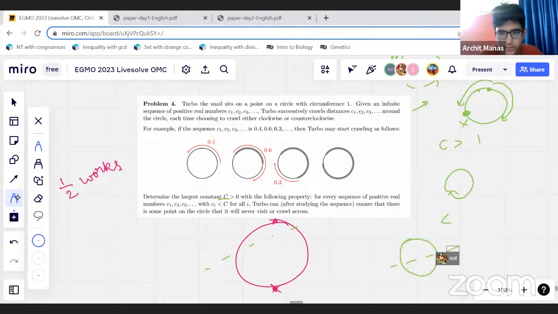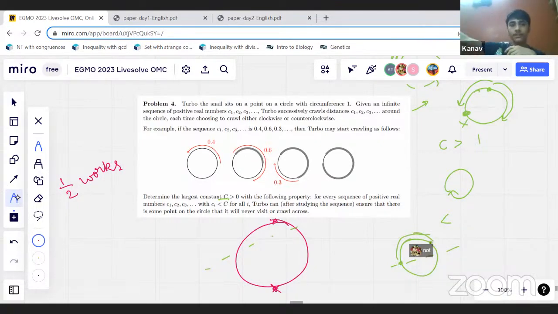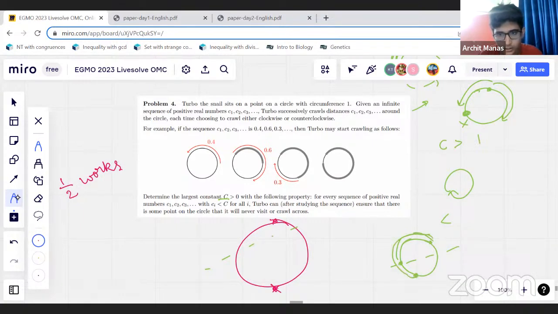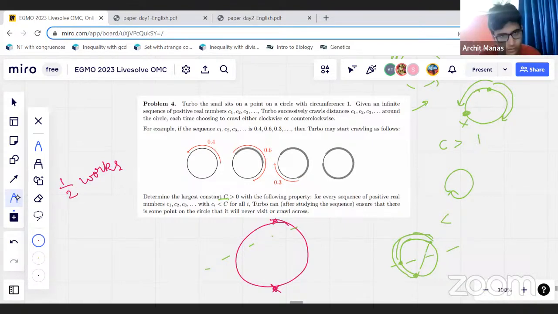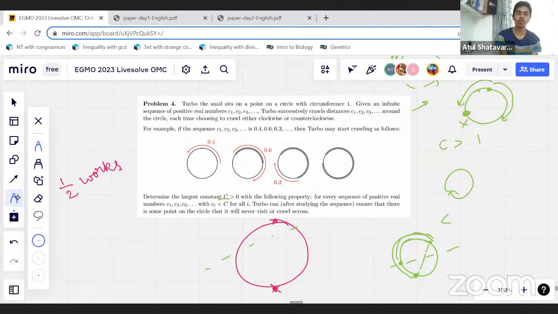Wait, hold on. I'm not convinced with C being half. If you have something here, let's say I give you half. Then you would have to move here, necessarily. The point is, let's just fix some point, let's say X. There's a smaller arc to X and a bigger arc to X. The bigger arc is at least half the length. You can always go along the bigger arc, you won't cross X ever. Okay, but half seems right.